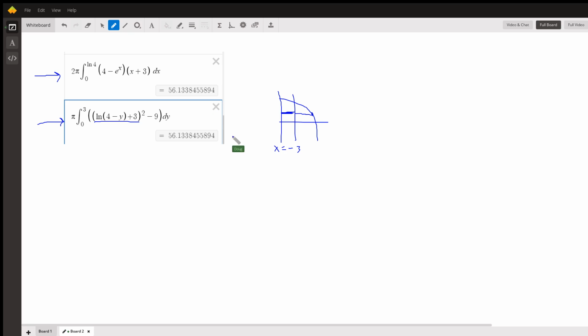Okay, and you can see you get the same answer either way. I would suggest that the shell method is most straightforward given the original constraints of the problem. So there you go. Hope that helped.